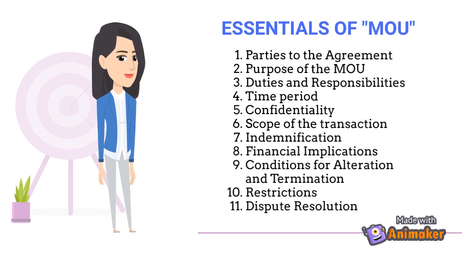Essentials of Memorandum of Understanding. First, parties to the agreement. Second, purpose of the Memorandum of Understanding. Third, duties and responsibilities. Fourth, time period. Fifth, confidentiality. Sixth, scope of the transaction. Seventh, indemnification. Eighth, financial implications. Ninth, conditions for alteration and termination. 10th, restrictions. 11th, dispute resolution.